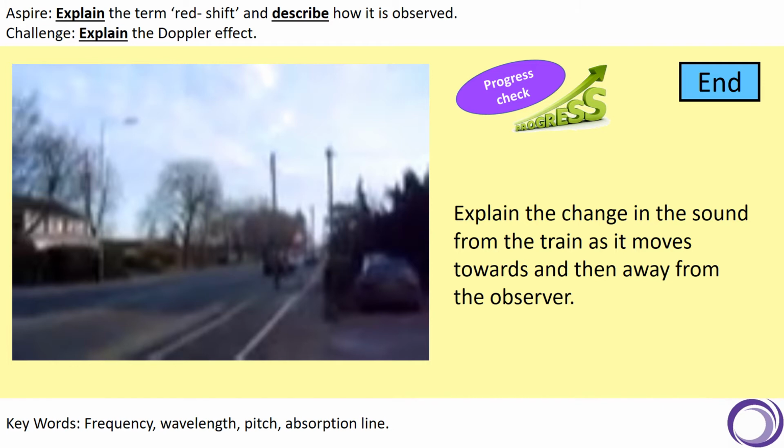Let's think about when the train is moving towards the observer then. So it's moving pretty quick towards the observer. So it's squashing up that wave. So the wavelength is smaller in front of the train, bigger behind. So as the train is coming towards you, you end up with a smaller wavelength, which is a bigger frequency, higher pitch. And then as it moves away, you get the opposite. So that point where it goes from coming towards you to away from you, you get that sudden change in pitch.